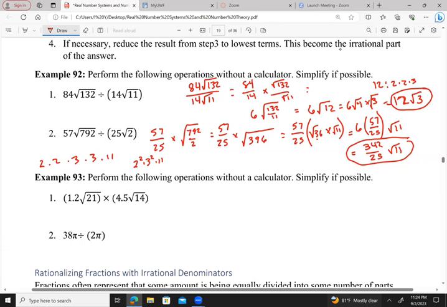We're going to take 1.2 times 4.5, and then I have square root of 21 times the square root of 14. So we start out with this rational part here. 1.2 times 4.5 gives me 5.4.